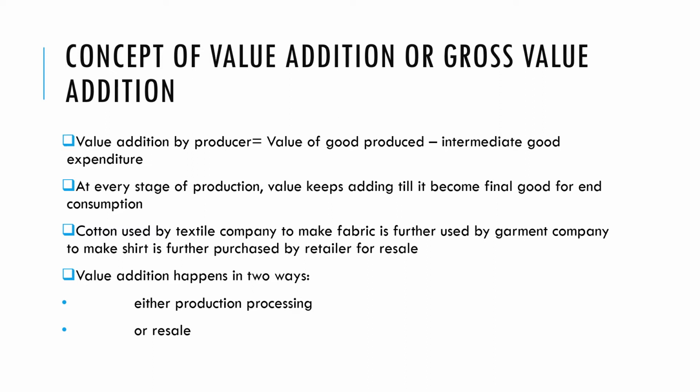When cotton converts into a fabric, value addition happens. When fabric is converted into a shirt, value addition happens. And when the shirt is put up for resale at a shop, again value addition happens. So value addition can happen in two ways, either production processing or resale. And it is calculated by the formula of value of final goods produced minus the intermediate good expenditure.